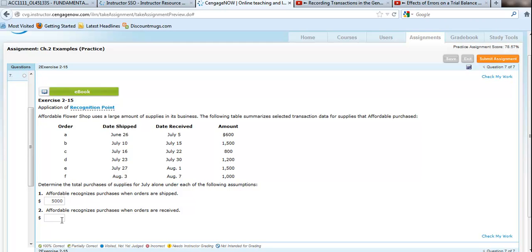Now, if the company recognizes purchases when they are received, we only want to look at the ones that are received in July. So these first four are the ones that are actually received in July. So under this policy or scenario, the company would only recognize $4,100.